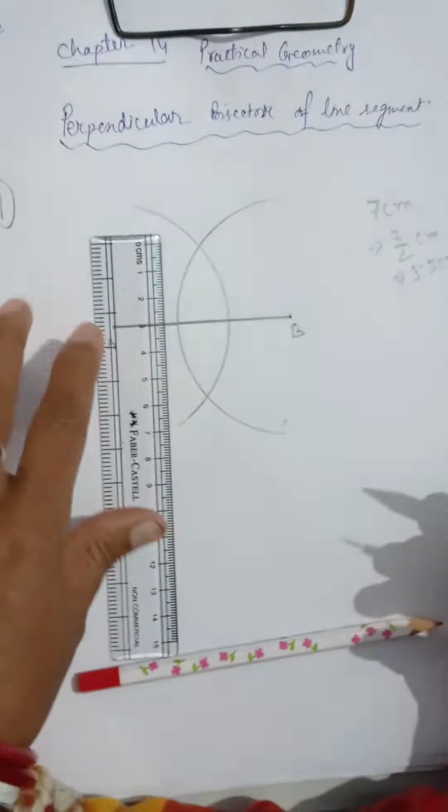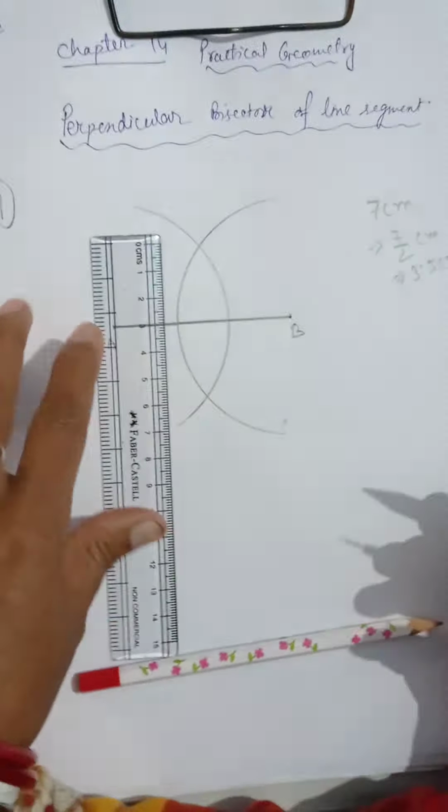Now I am going to solve some questions, but before I start the exercise I want to show you one thing. Here I have taken an arc of more than half. So let's go for another example. You should learn it, otherwise next time you can make mistakes. So here I am taking one line segment, let it be 6 centimeters.